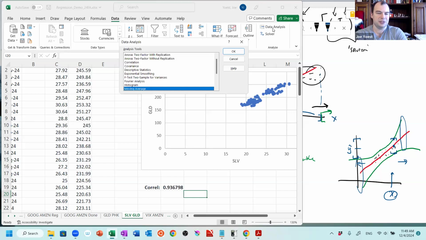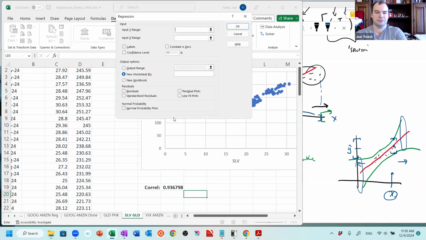Sometimes on 365, it takes several seconds to load for me. I think because I've used it recently, it loads a little quicker, but yours might take a few seconds to load. But then I'm going to scroll down and I see that there's an option for Regression. I'll select that, hit OK.